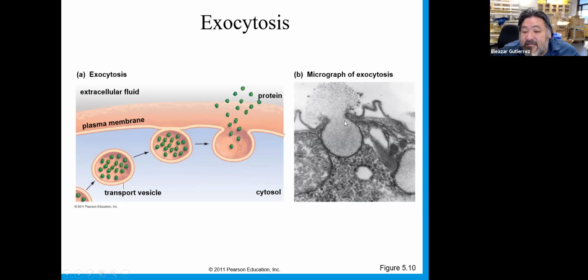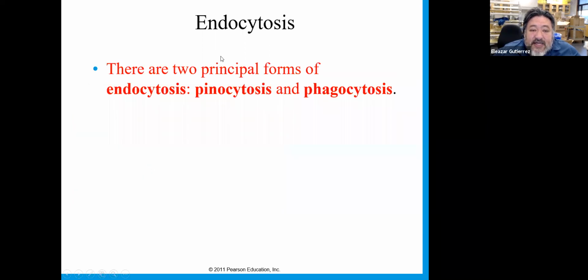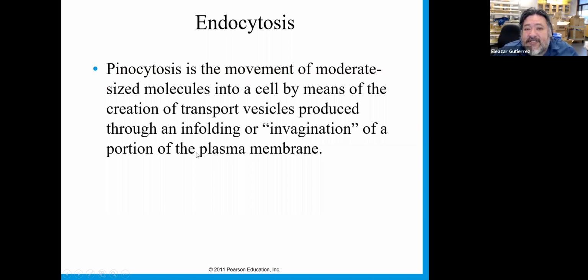And here it is happening in real life. Very, very cool. So this is exocytosis. Exo means out, to the outside of the cell, okay? So we're moving something from the inside to the outside. Endocytosis, there are two principal forms of endocytosis: pinocytosis and phagocytosis. Pinocytosis is the movement of small molecules into the cell. So we call it cell drinking.